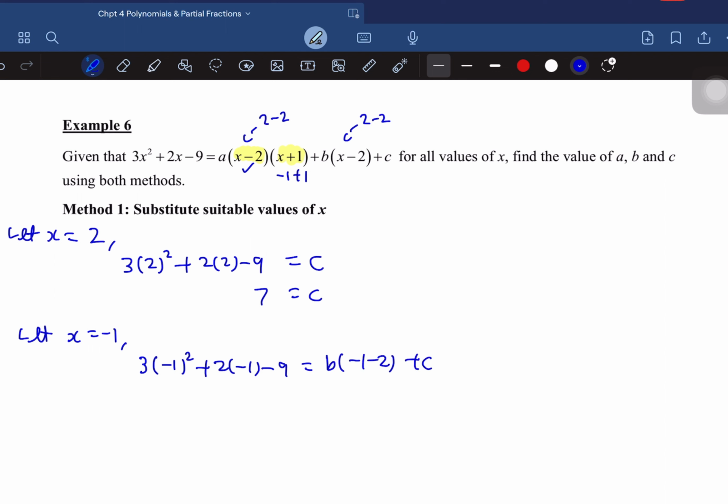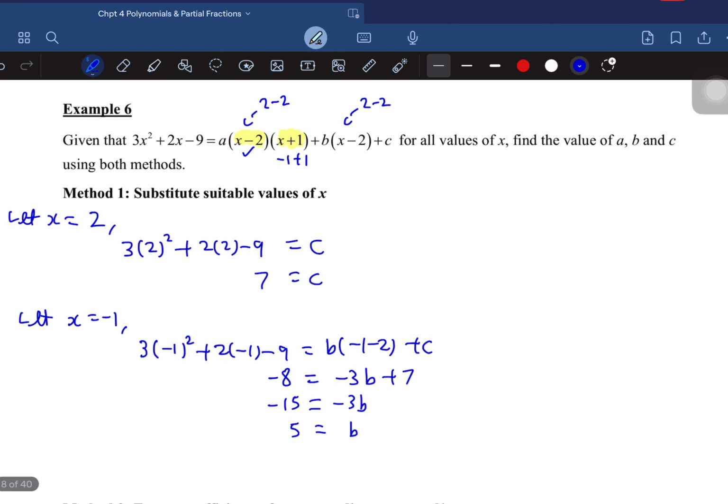So here I'll have -8. Please use your calculator properly. -3b plus 7. So -3b equals to -15. So my b equals to 5. Done. So we found b.